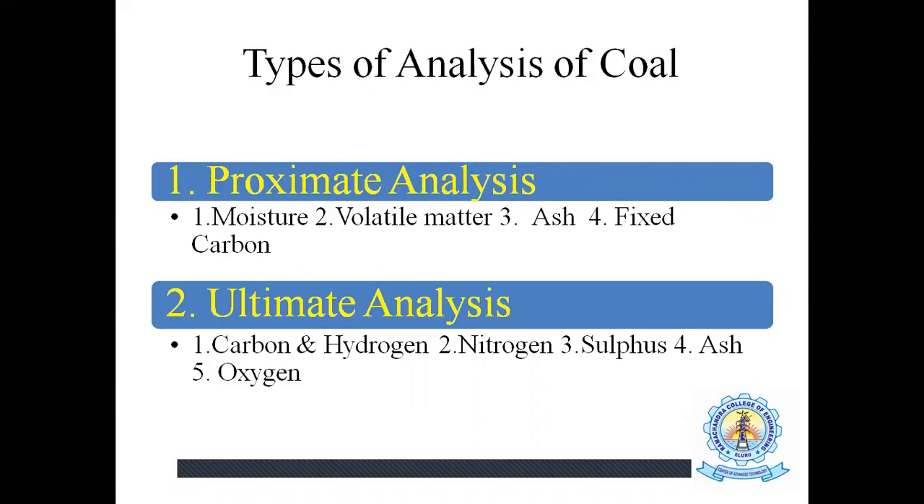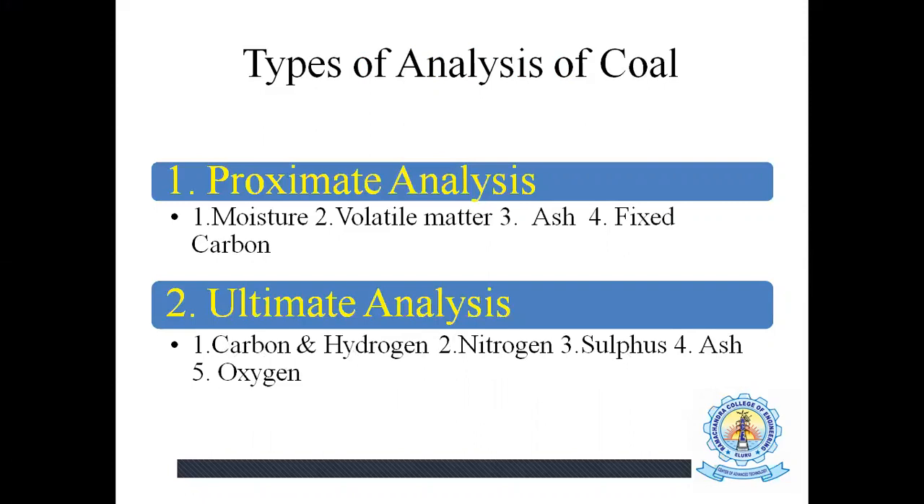The second type of coal analysis is called ultimate analysis. In ultimate analysis, we are going to determine carbon and hydrogen, second nitrogen, third sulfur, fourth ash, and fifth oxygen. That is why the ultimate analysis is also called elemental analysis. Why? Because here we are going to determine each individual element like carbon, hydrogen, nitrogen, sulfur, and oxygen. That means ultimate analysis is also called elemental analysis.